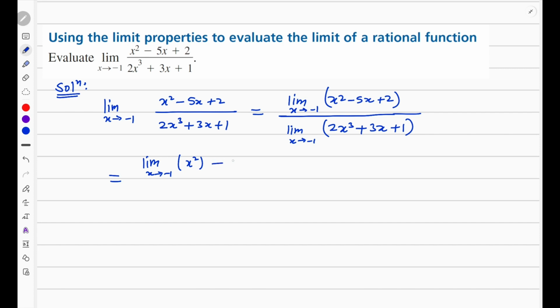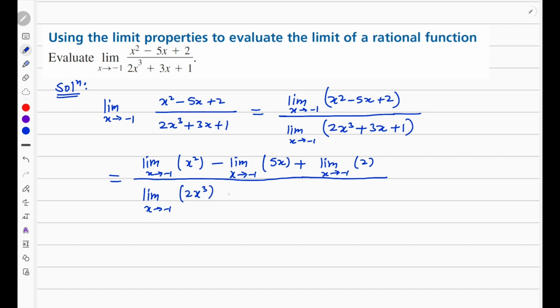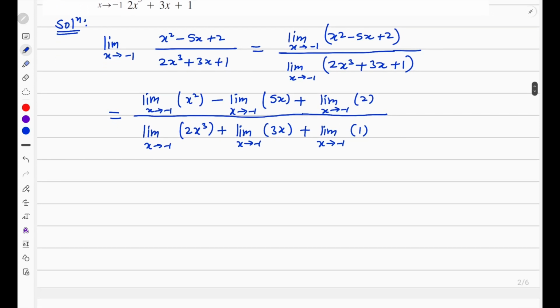It is limit x tends to minus 1 x square minus limit x tends to minus 1 5x plus limit x tends to minus 1 2, over limit x tends to minus 1 2x cube plus limit x tends to minus 1 3x plus limit x tends to minus 1 1. Now we can use another property to expand this expression.